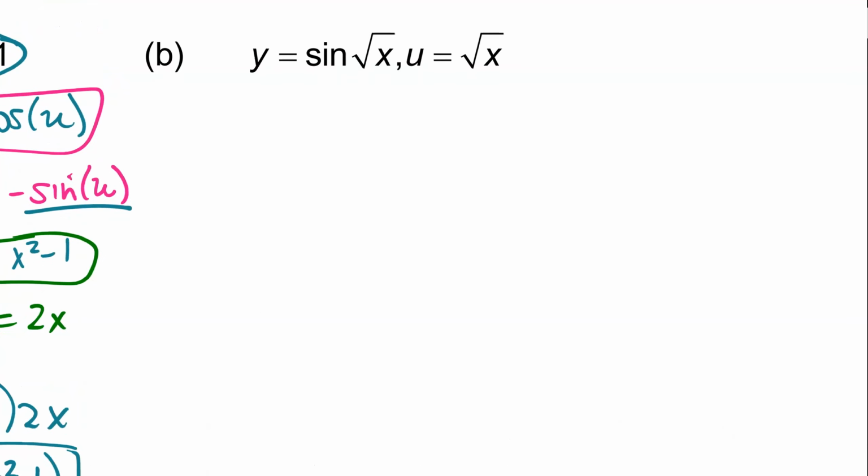Alright, B, y equals sine of square root of x. So u equals root x. This makes it a little easier to see. So sine is the outer, root x is the inner. So y prime is going to equal the derivative of the outer times the derivative of the inner.